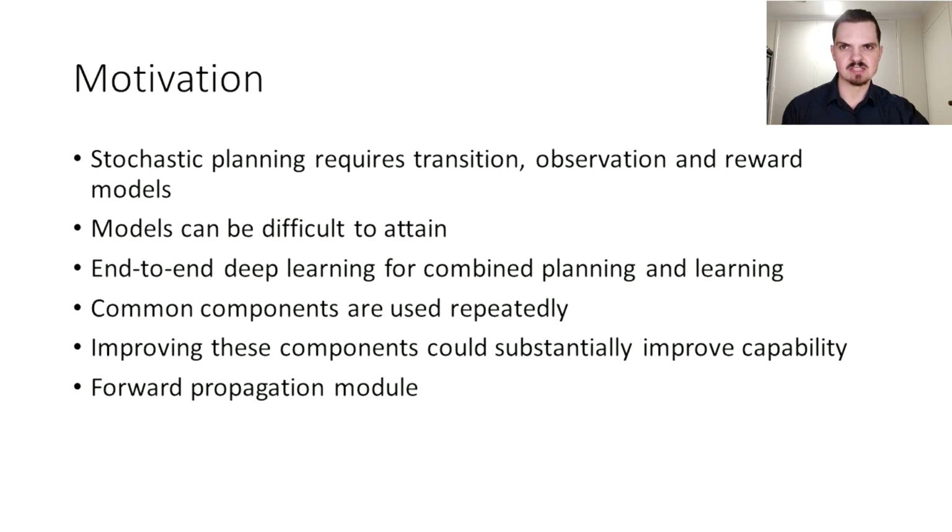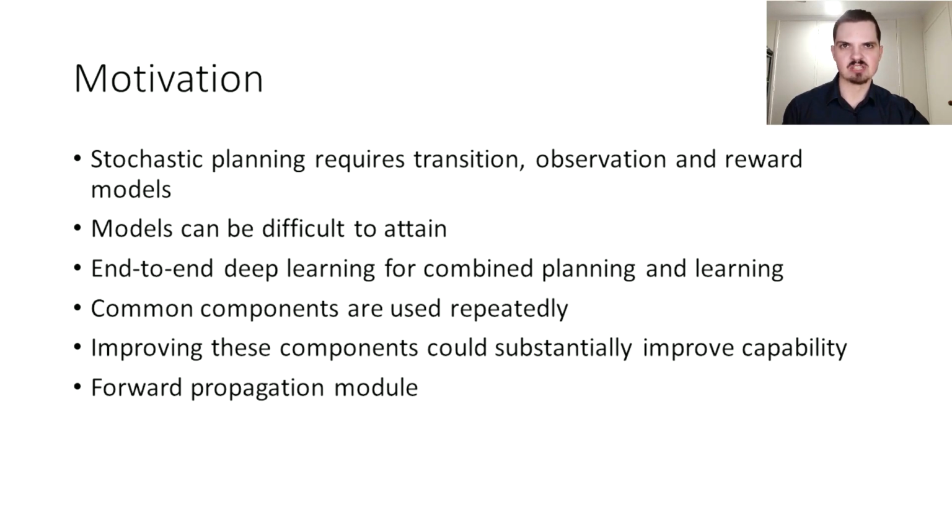To overcome this difficulty, end-to-end deep learning-based approaches for combined planning and learning have been proposed and have shown promising results. Many architectures have been proposed. These different architectures often share common components, and some of these components even appear repeatedly within a single network. Such components are akin to primitives in planning, and therefore, we hypothesize that improving the efficiency of such components could substantially improve the capability of neural network-based combined planning and learning.